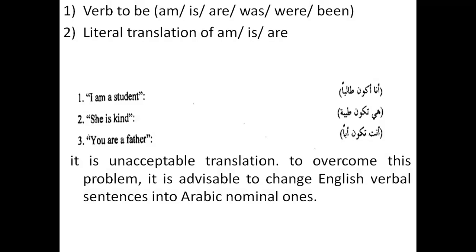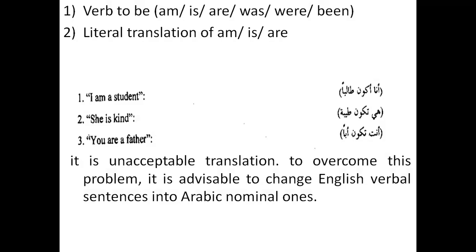أنا أكون طالبا. The second one is "She is kind": هي تكون طيبة. "You are a father": أنت تكون أبا. Actually, this translation is unacceptable in Arabic because am is rendered as أكون, and in Arabic we do not say هي تكون طيبة or أنا أكون طالبا. We say أنا طالب. هي طيبة. أنت أب.